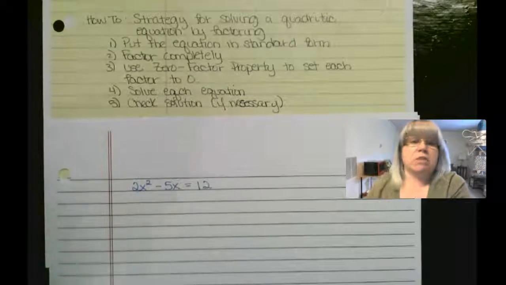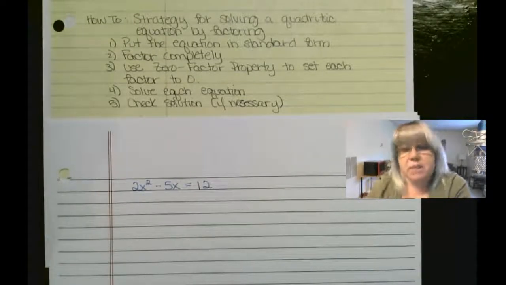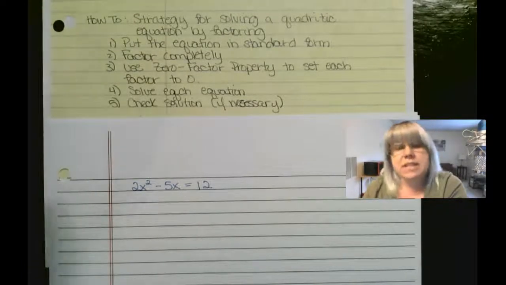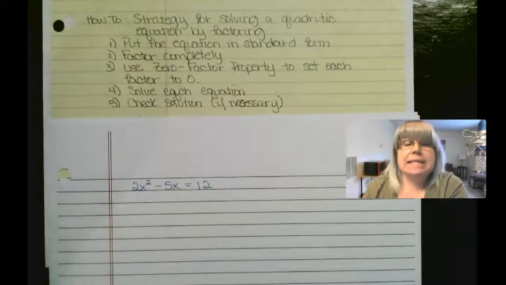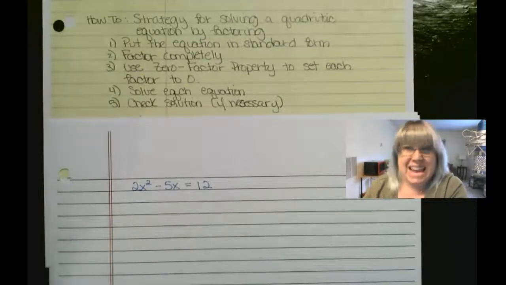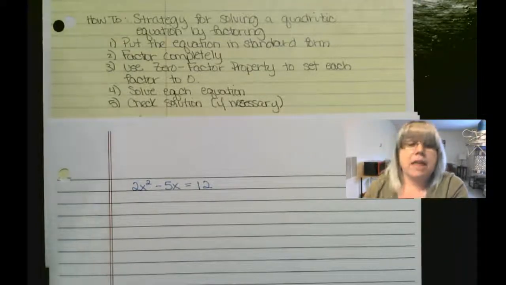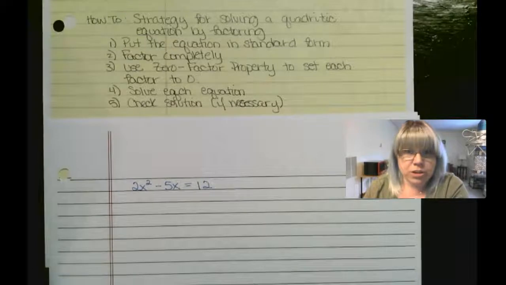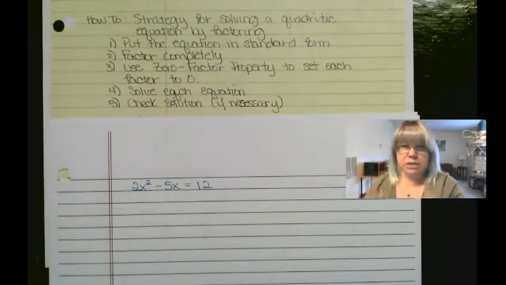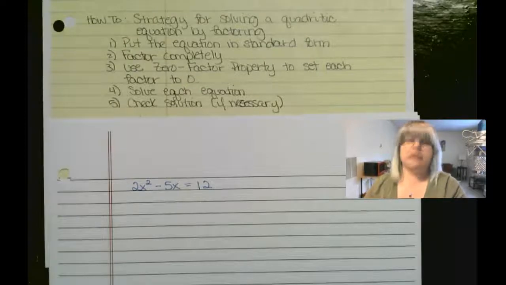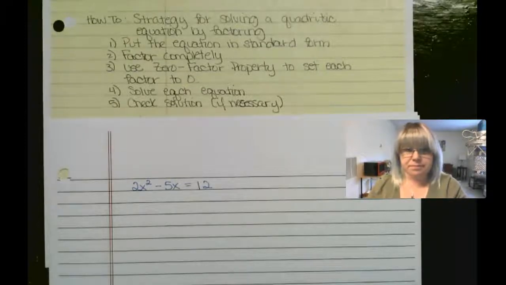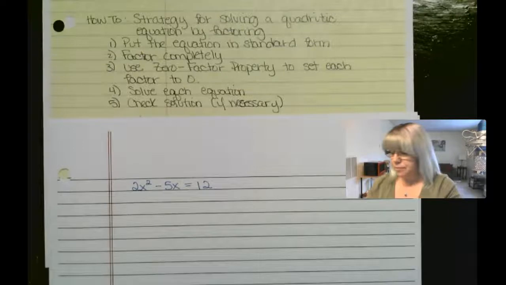So how do we go about solving quadratic equations by factoring? The first step is to put an equation in standard form. That is, ax squared plus bx plus c equals 0. Then we're going to factor our quadratic equation completely. We're going to use our zero factor property to set each factor to 0. We'll solve those individual problems, and then we'll check our solutions. So let's try an example.